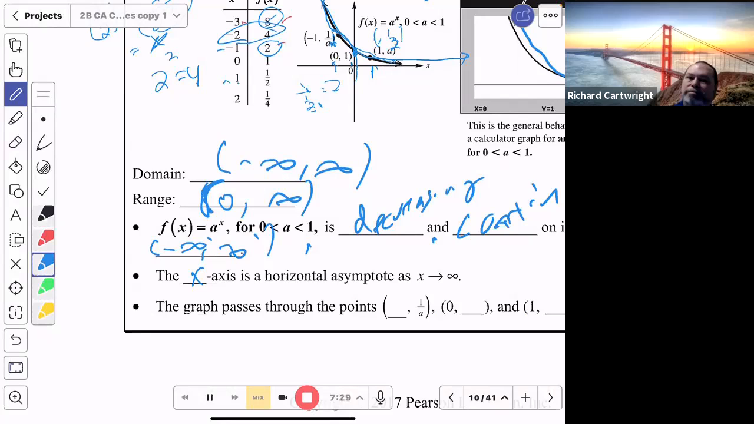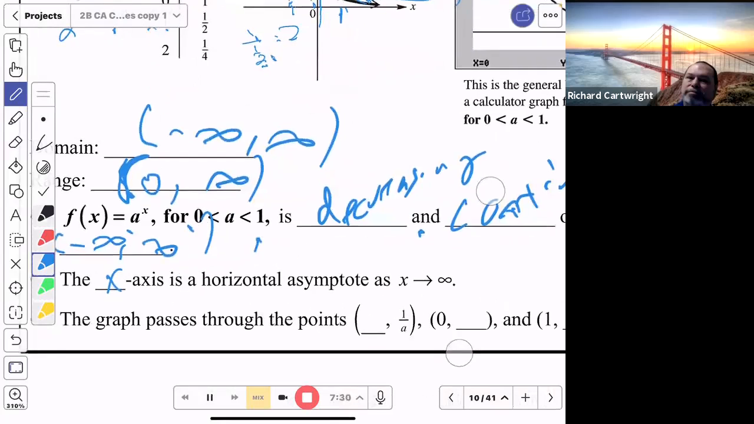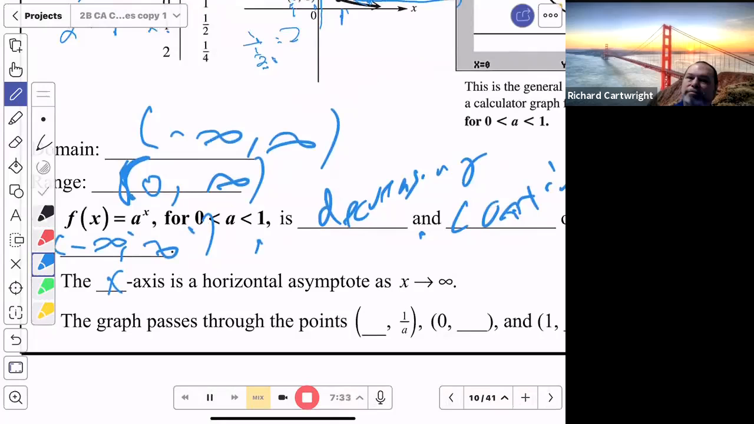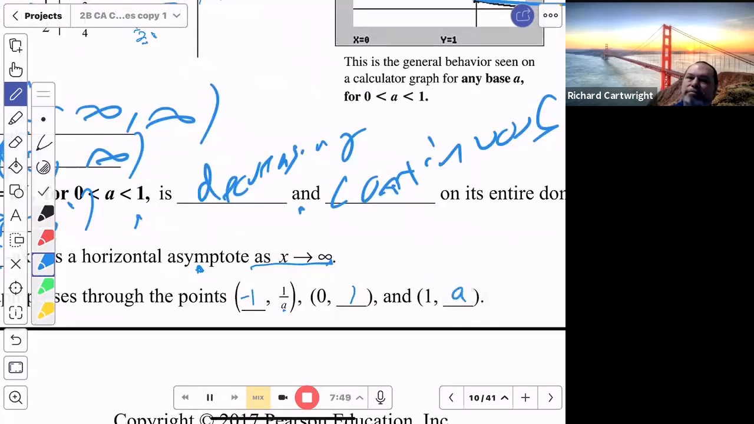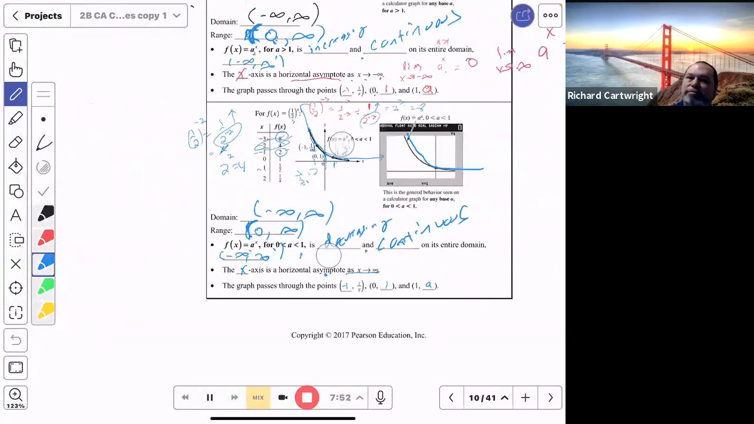See, right now he says, as I approach infinity, I'm approaching 0. That's the horizontal asymptote. If I approach -infinity, I'm going to infinity. And the line still passes through, that would be a -1 gets the 1 over a, and 0 gets the 1, and the 1 gets whatever a is. Short and sweet for those.